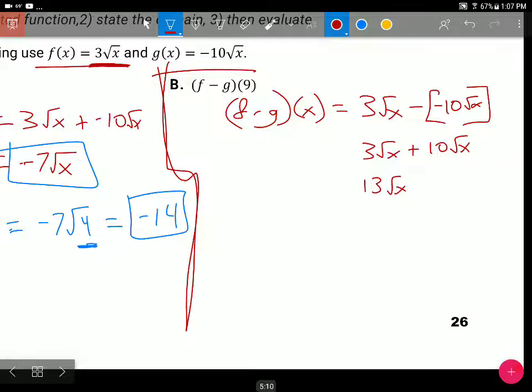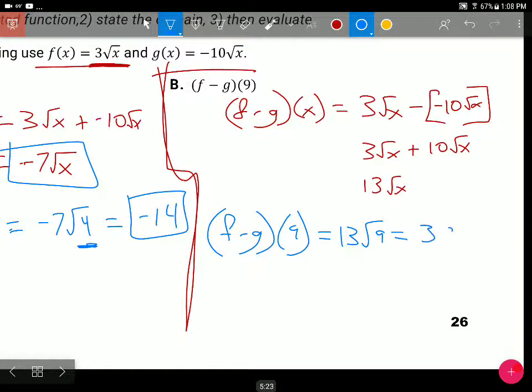Okay, so what they want you to do is take f minus g of 9, which would be 13 root 9. What's the square root of 9? 3 times 13 is? 39. Good. I got it right. Cool.